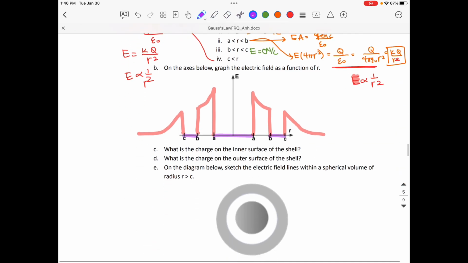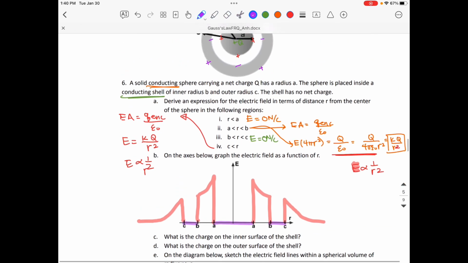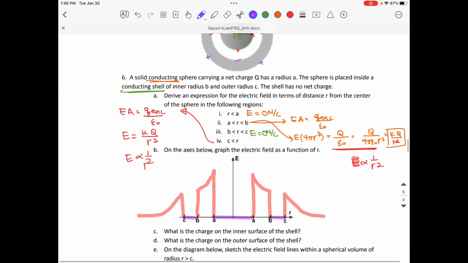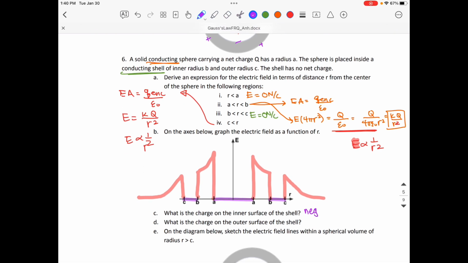So to answer the question, what is the charge on the inner surface of the shell? The charge is going to be negative because it attracts the positive sphere in the center. What charge is on the outer surface? It is positive because it has to create a net charge equal to 0 on the shell.